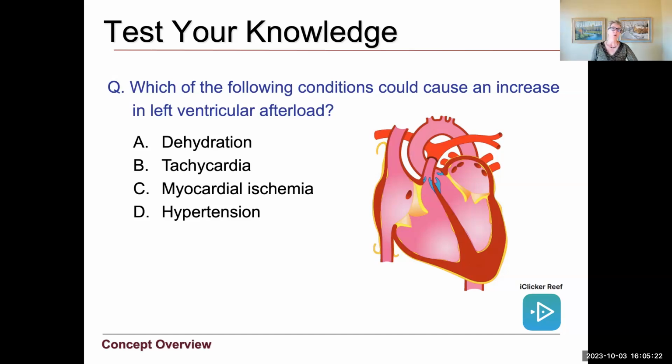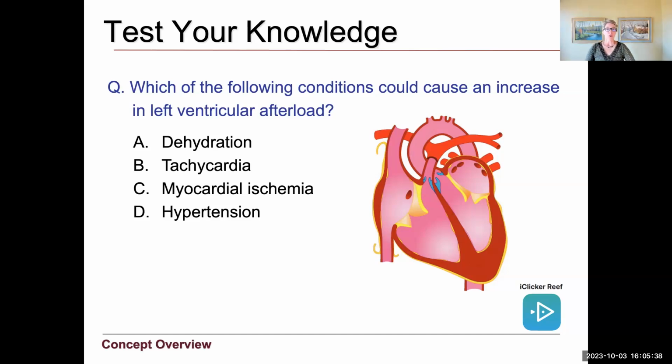Tachycardia doesn't affect preload or afterload. It's an independent workload parameter. If the heart rate goes up, the ventricle is contracting faster, using up more ATP, and increasing its oxygen consumption.